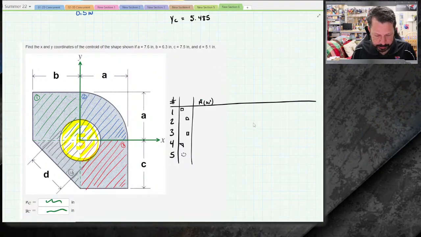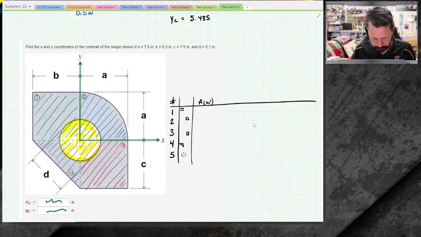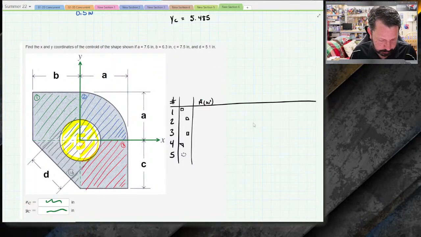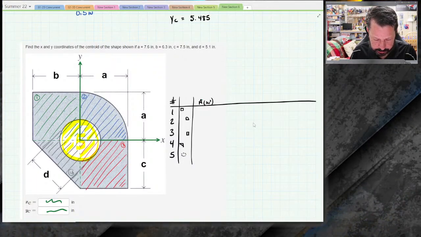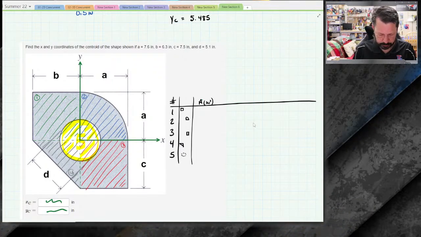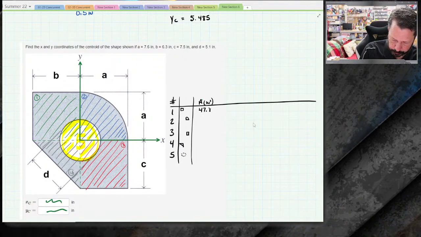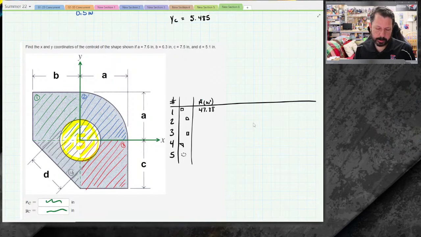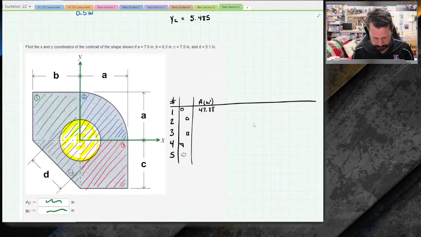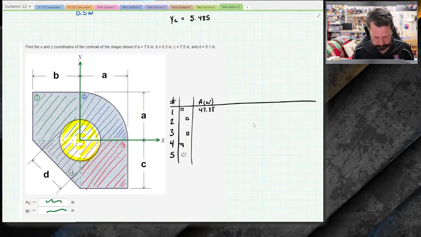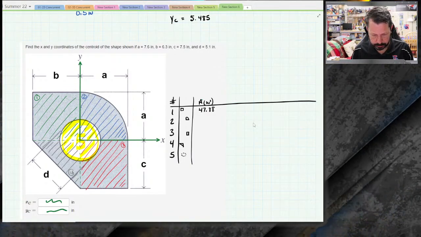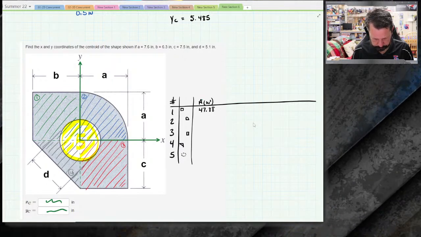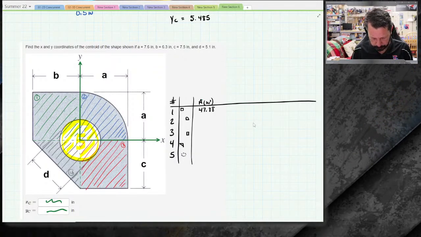So B times A for part 1. So 6.3 times A, 7.6. So 47.88. The quarter circle. So I've got a radius of A, so pi, radius squared, which is 7.6. But it's a quarter circle, so I need to divide it by 4.